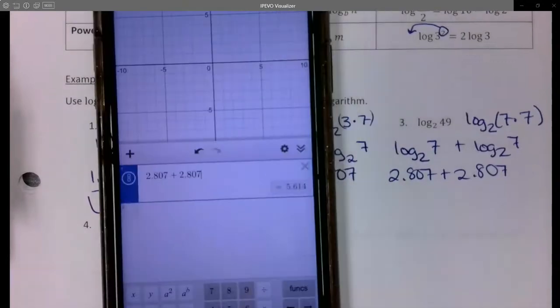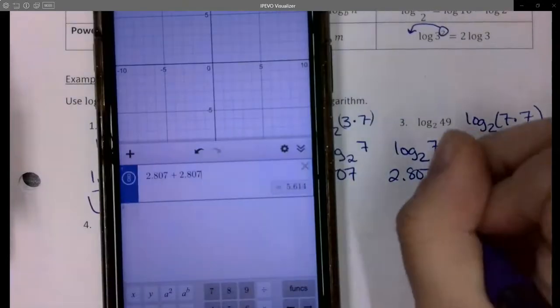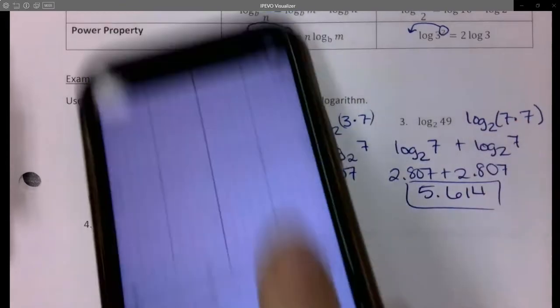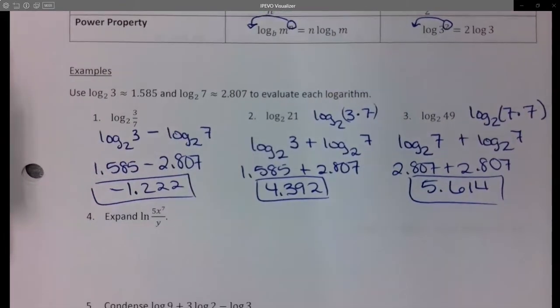So I add the 2.807s together and I get 5.614. Okay. Ooh, that 4 looks ugly. Questions here?